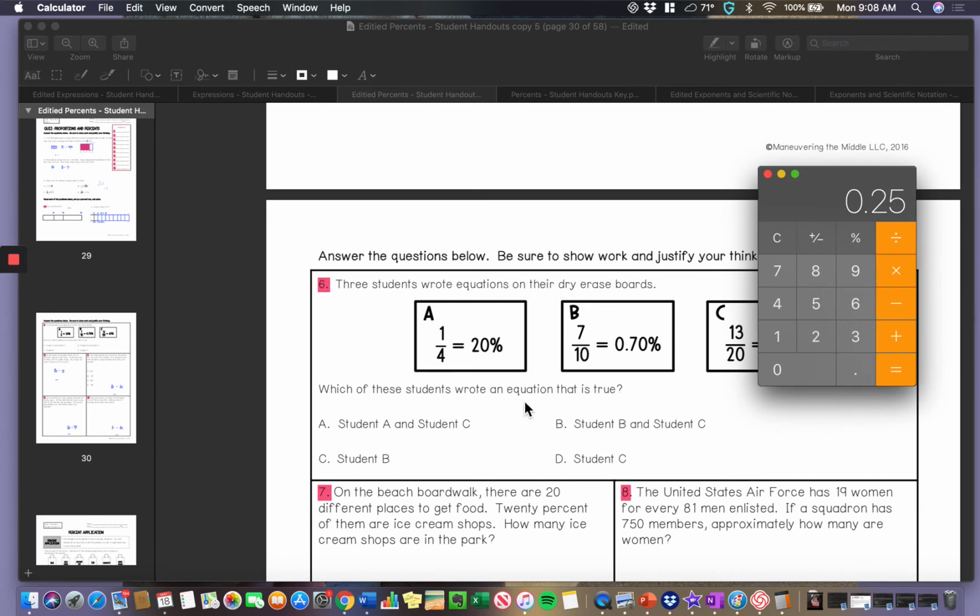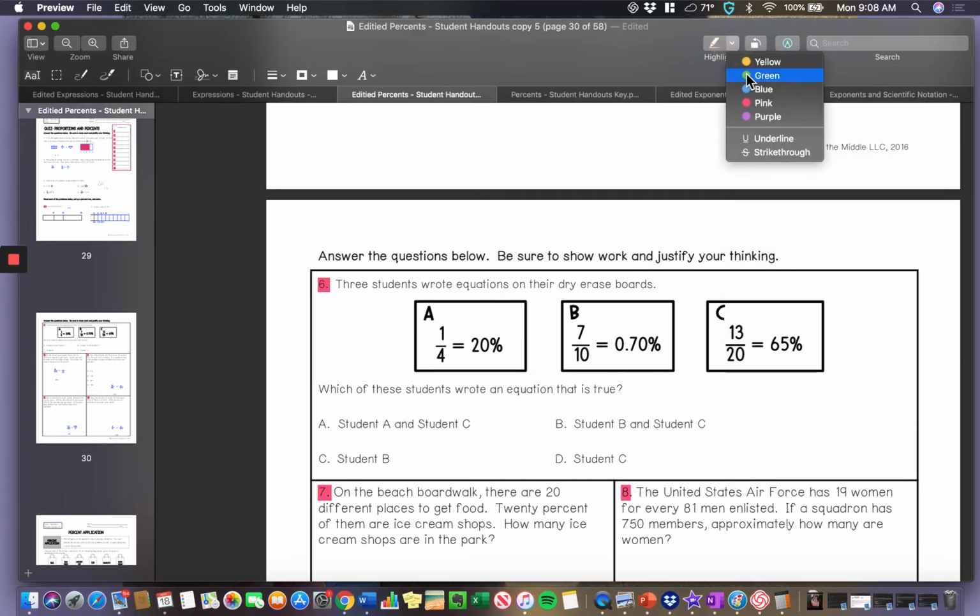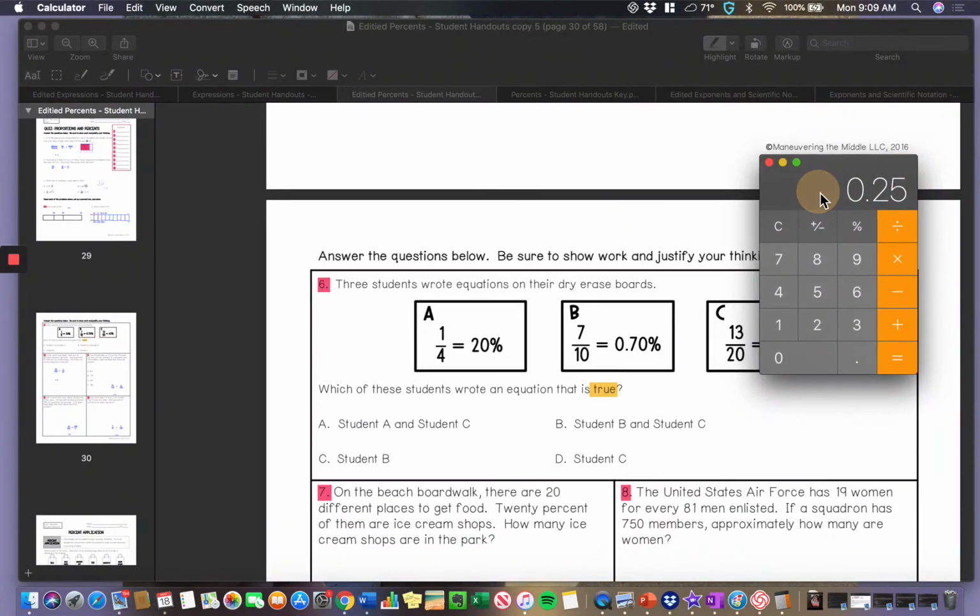And remember, we want to know which of these students wrote an equation that is true. So if it is untrue, we are not choosing that answer. Okay? Another example could be letter B. I could take 7 and divide it by 10, and that's going to give me 0.7. But that says 0.70%, so don't get too confused because I need to take this decimal.